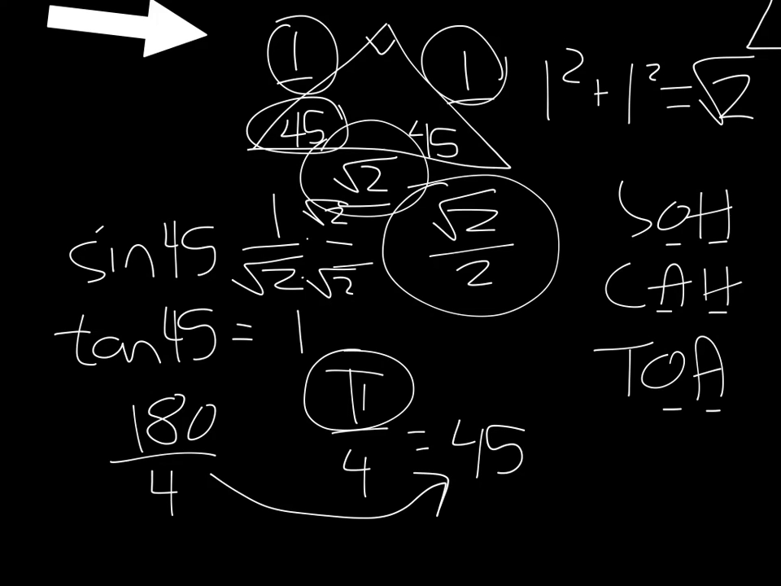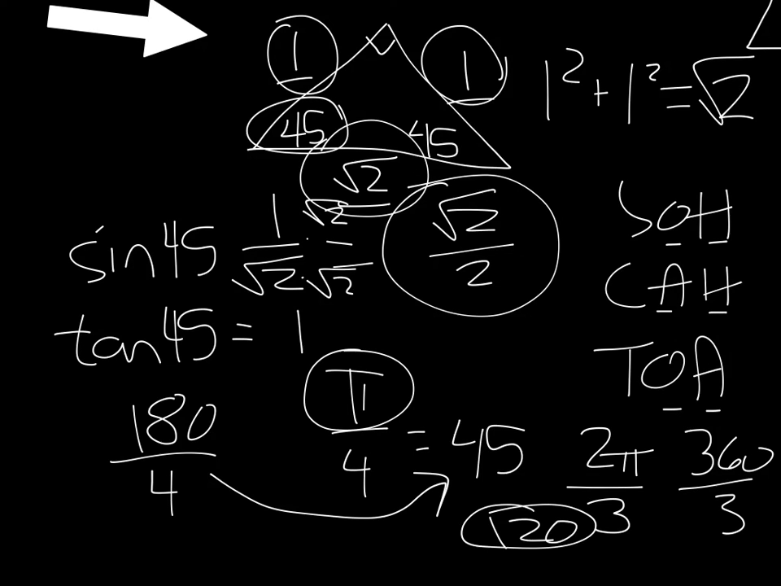Or just to give another example, if we had, let's say, 2 pi over 3 radians, well, same thing, we change the pi to 180. So instead of 2 times pi, it's 2 times 180, which would be 360, over 3, which is 120. So 2 pi over 3 radians is 120 degrees. We'll use that in the next video, which will cover 30 degrees and 60 degrees.